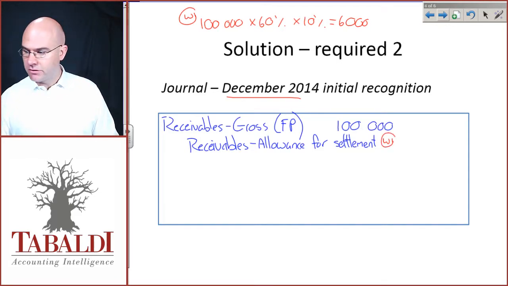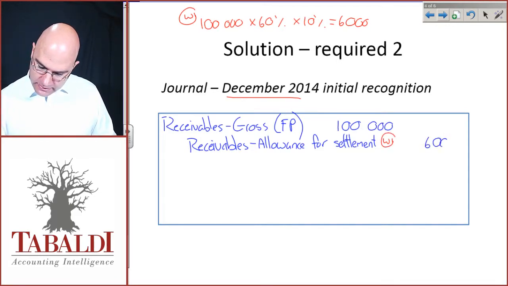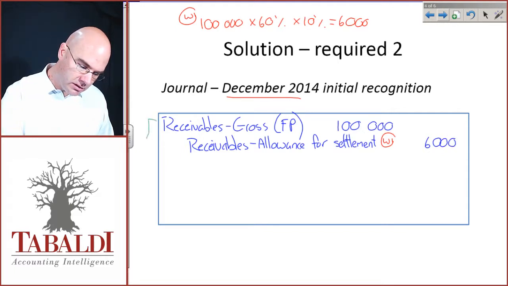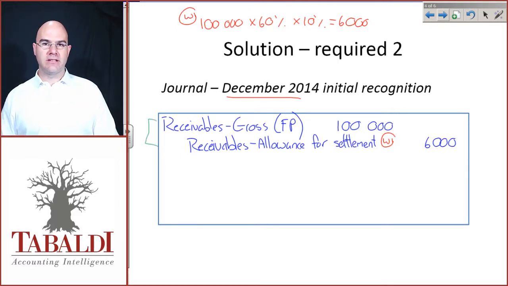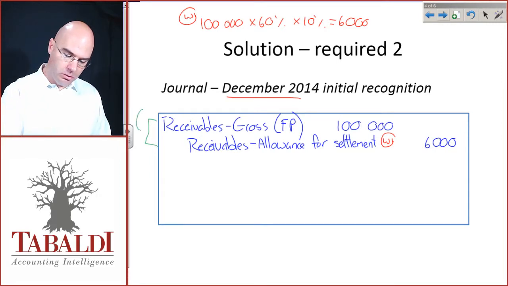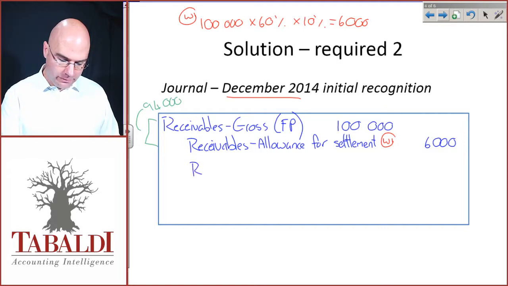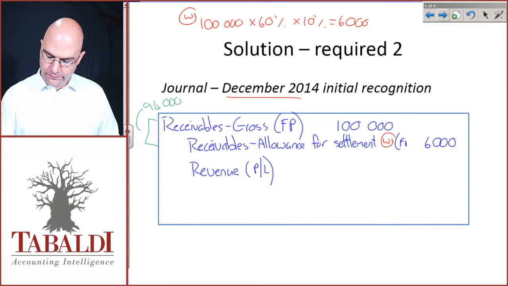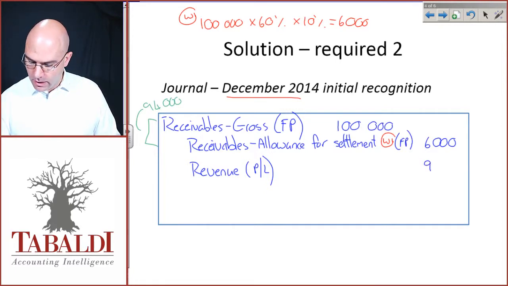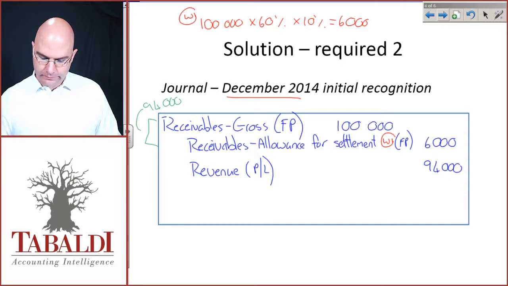We do your referencing, so I'm going to credit 6,000. Please take note that these will be netted off in the statement of financial position, and the total therefore will be 94,000, exactly as we recorded previously. The other credit, here I'm going to use the net approach here for revenue and net the revenue off, and I will go credit revenue in profit or loss, and that will be 94,000. Okay, remember this is in December 2014.